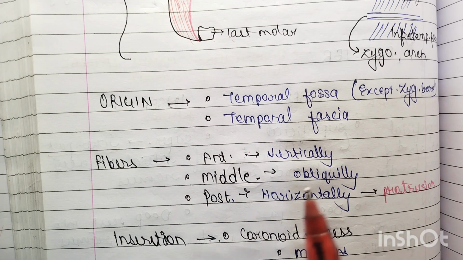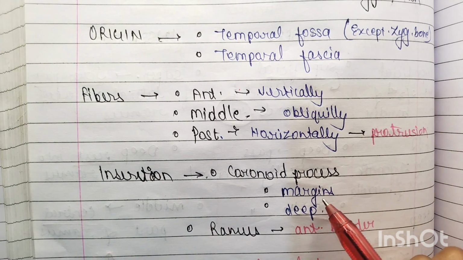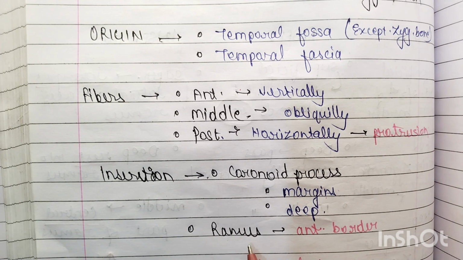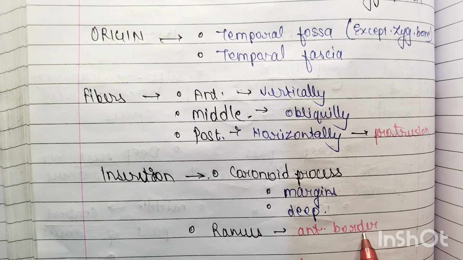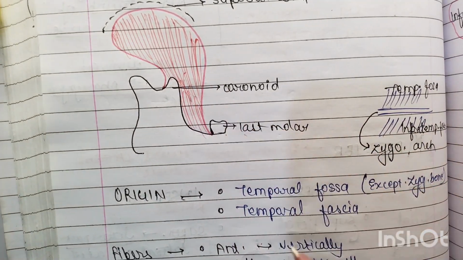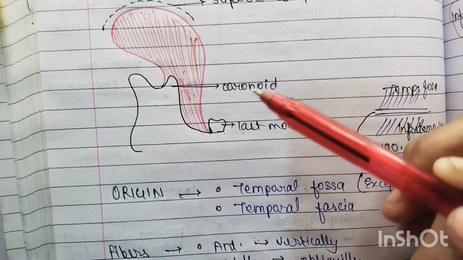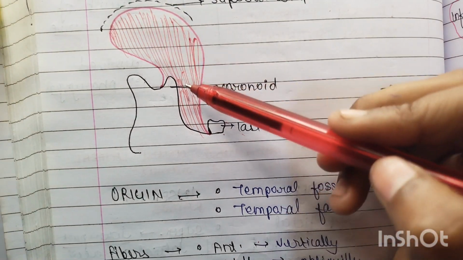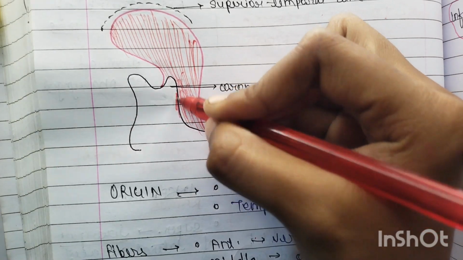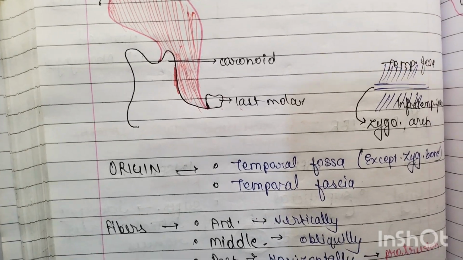Then it is inserted into the coronoid process, that is the deep part and the margins. It also gets inserted into the ramus on the anterior border. Here you can see in the diagram, it starts from the temporal fossa, or you can say the temporal fascia, and it gets inserted into the coronoid process and the anterior border of the ramus. This is your ramus, or the anterior border of the ramus.